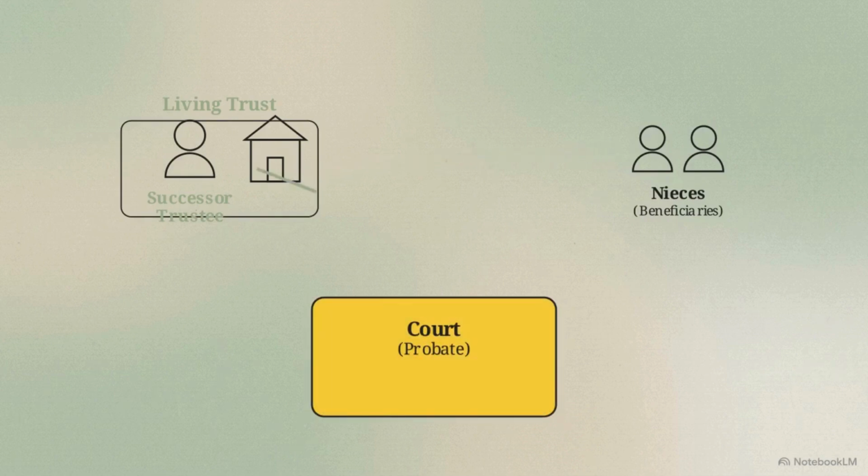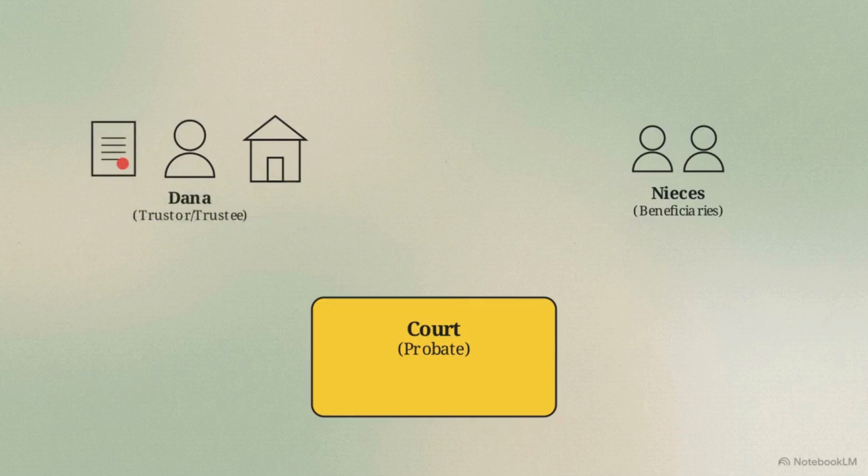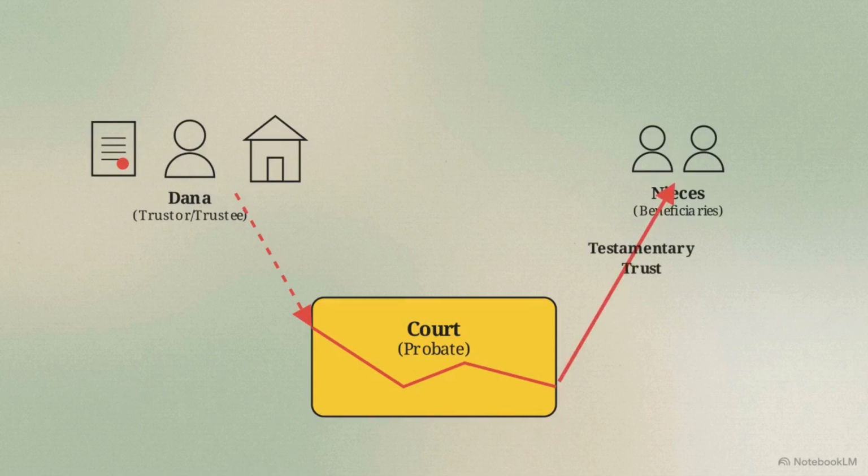But what if Dana used her will to establish the trust after her death? Would the property avoid probate? No. Wills mandate probate. The will must go through the lengthy court process first before the testamentary trust is created.